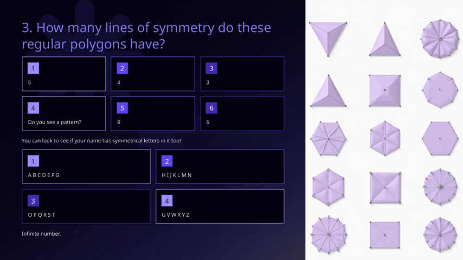Now, here's a fun way to think about symmetry beyond shapes. Look at your own name. Some letters are symmetrical, meaning if you draw a line down the middle, the two sides mirror each other.